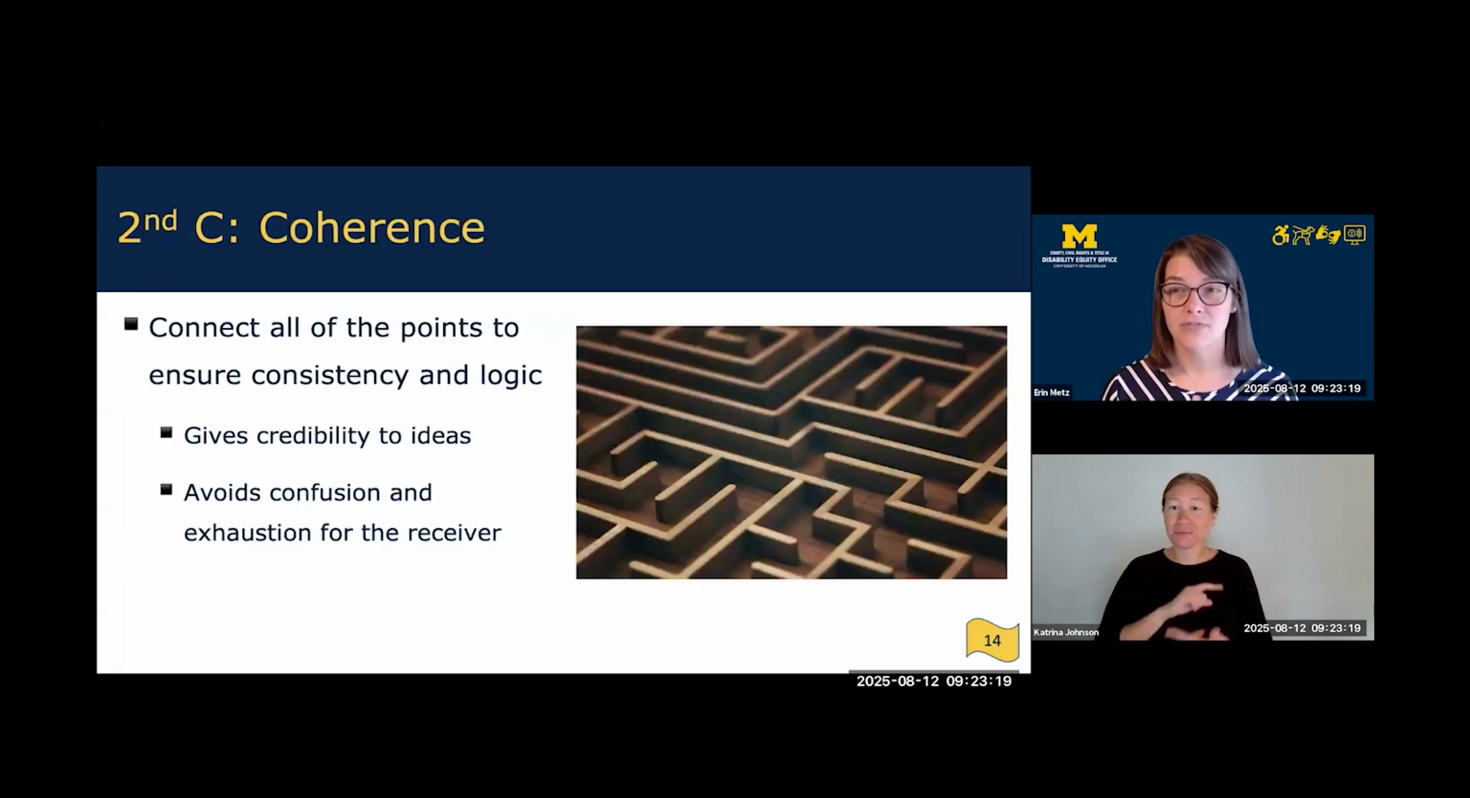The second C stands for coherence. Coherence involves logically connecting all points within our communication to ensure consistency and a clear flow of our ideas. This structure lends credibility to our message, but also helps the audience follow along without confusion or frustration. Communication should be straightforward and accessible, rather than requiring the listener to navigate a complex maze to grasp the intended meaning.